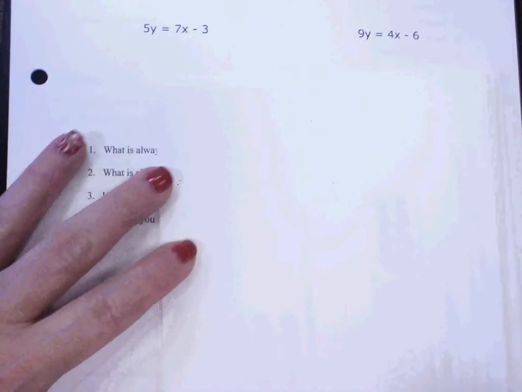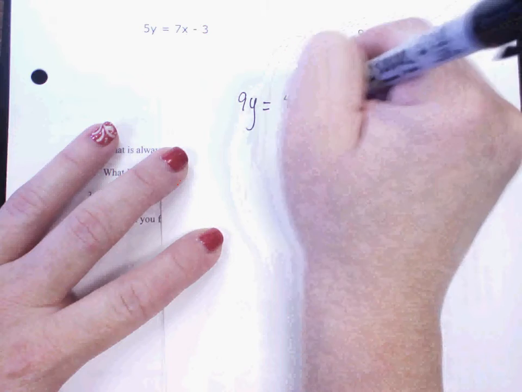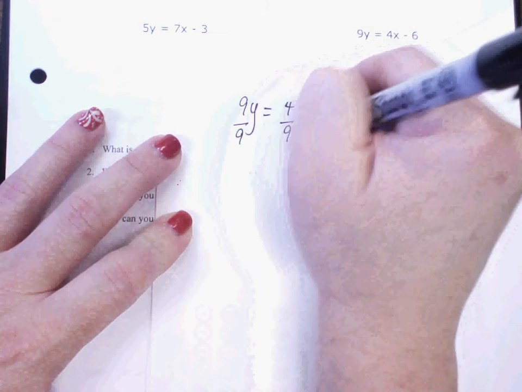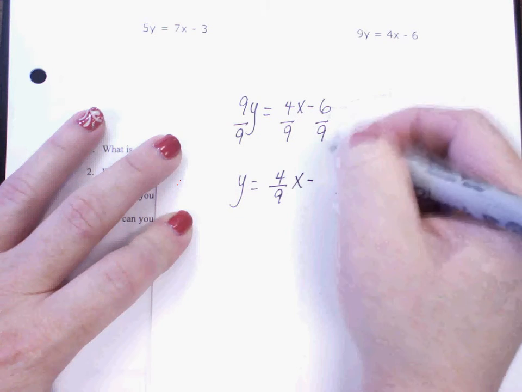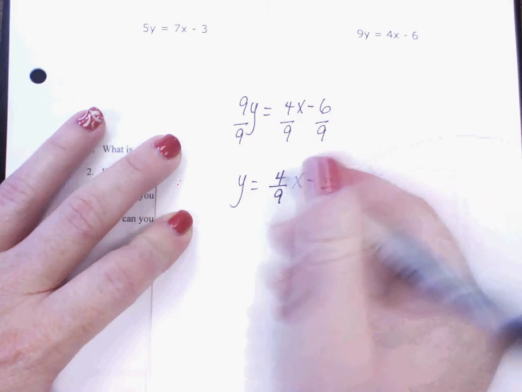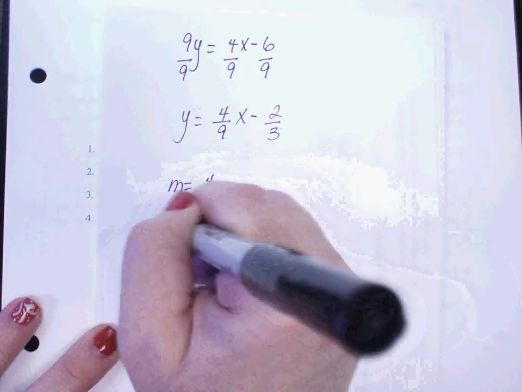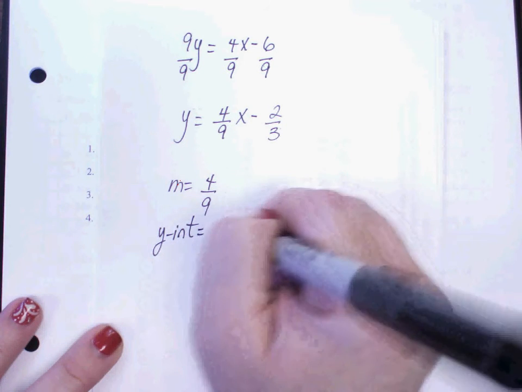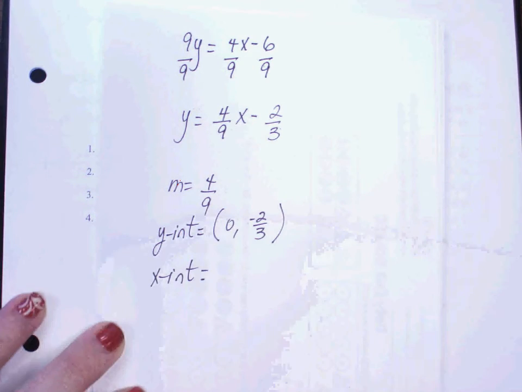Next one. That should be the last one. Divide by 9. So y equals 4/9x, and then I can simplify that to 2/3. Slope, 4/9. Y-intercept. Very good. 0 and negative 2/3.